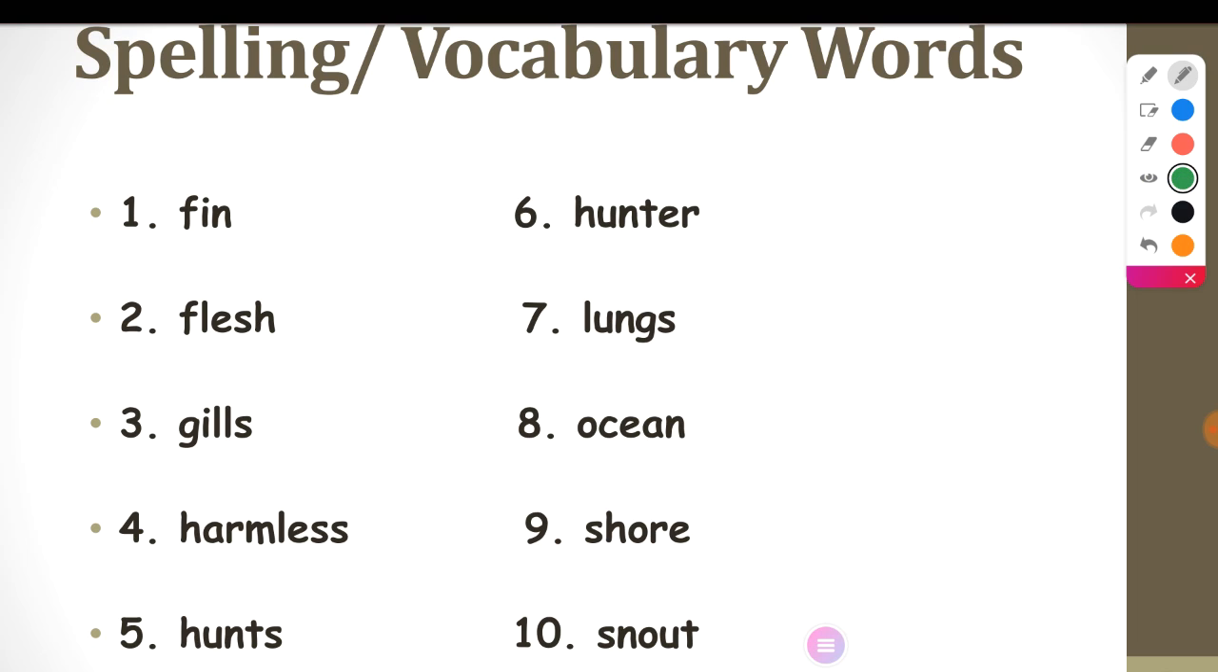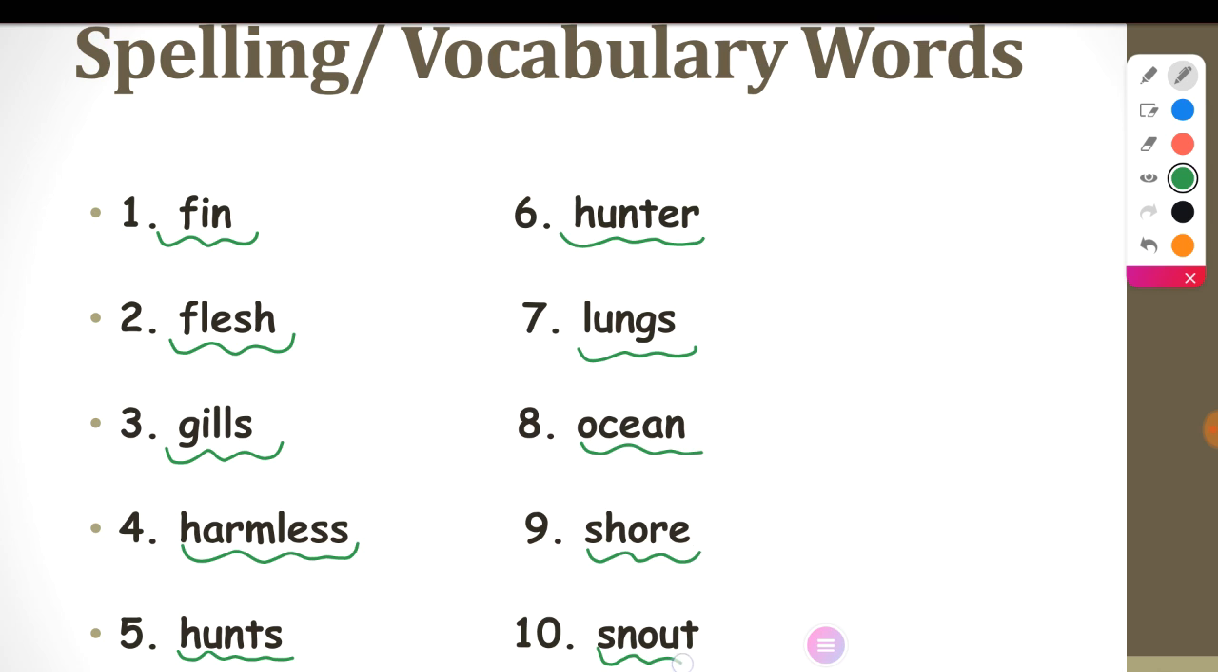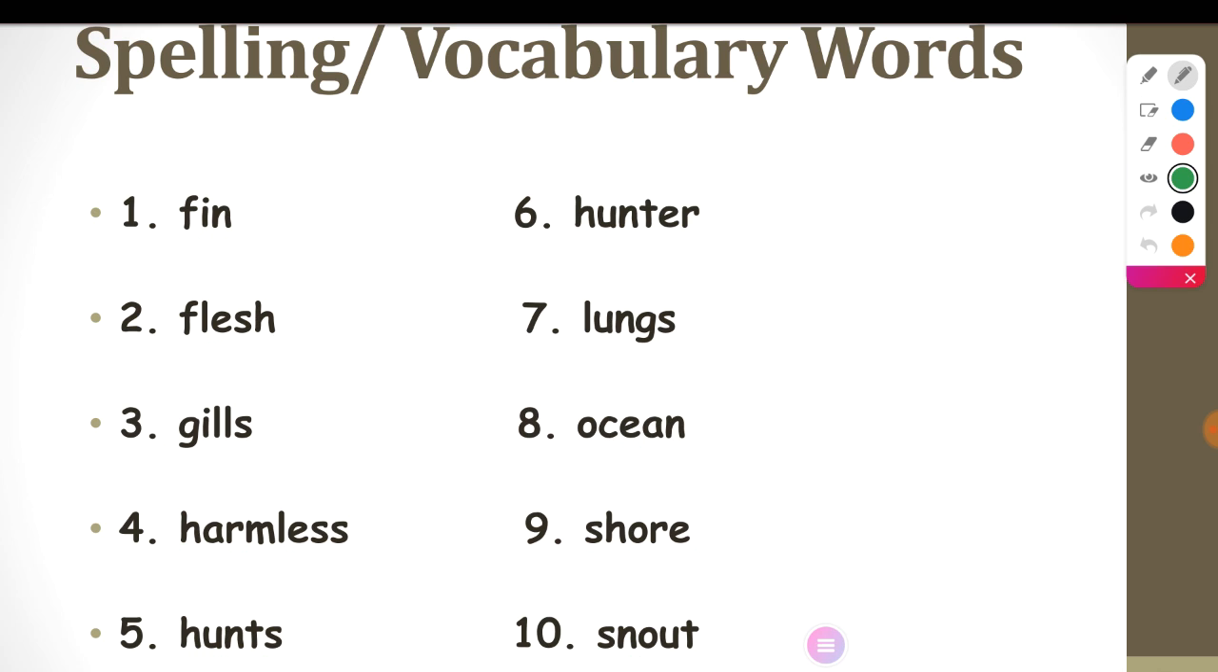So we have here the first word, fin, flesh, gills, harmless, hunts, hunter, lungs, ocean, shore, and the word snout. Are you done reading? Okay, let's go to the next part.